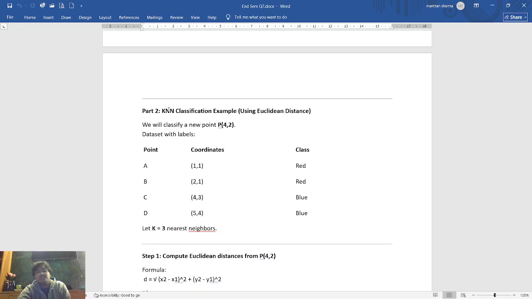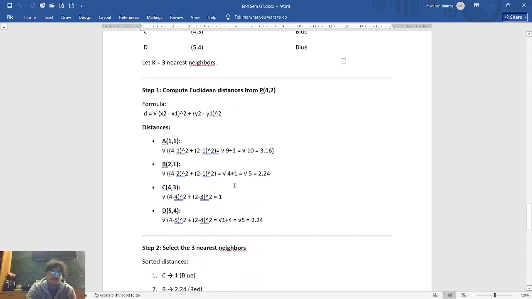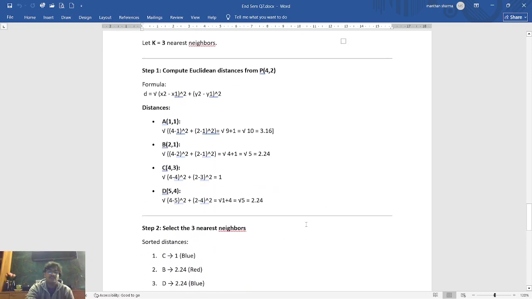So we calculate the Euclidean distance from P to each point, and C is the closest, and B and D are the next closest. So there are three nearest neighbors. Majority voting among the three neighbors gives blue equals 2 and red equals 1. The final prediction is that P (4,2) is in the blue class.